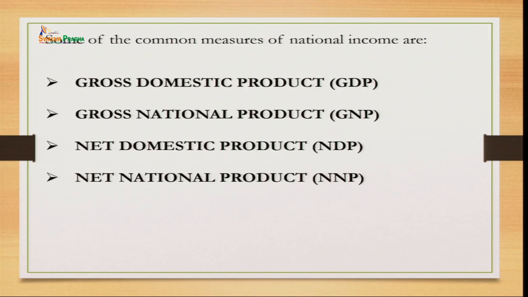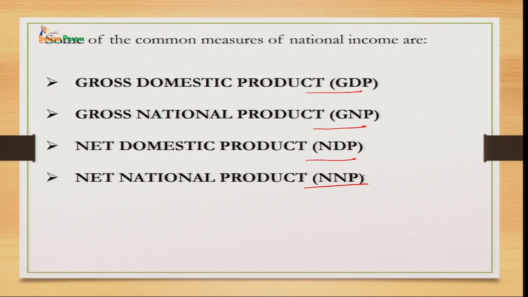Now, moving further, we have these measures of calculating national income. What are the criteria which are taken into consideration for the calculation of national income? There are four measures: GDP, GNP, NDP and NNP.